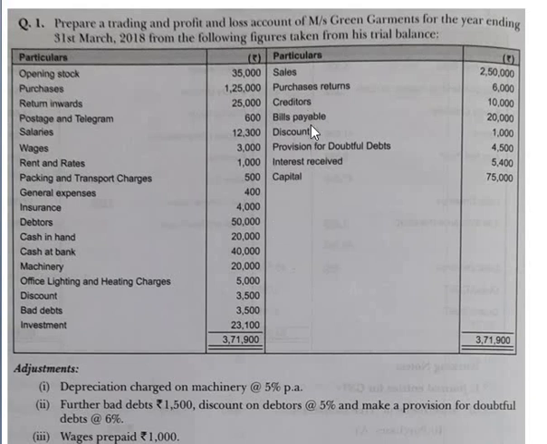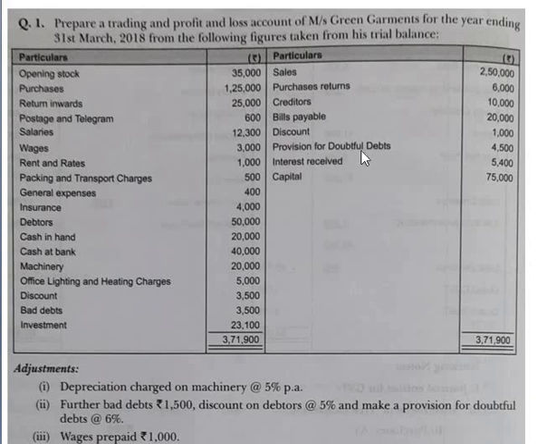Now let's look at the credit side. Sales will be the first item on the credit side of the trading account. Then the purchase returns, we are going to subtract from purchases to get the net purchases during the year. Then creditors and bills payable, these are liabilities, and will be shown on the liability side of the balance sheet. Then discount received will be shown on the credit side of the profit and loss account. Then we have provision for doubtful debts.